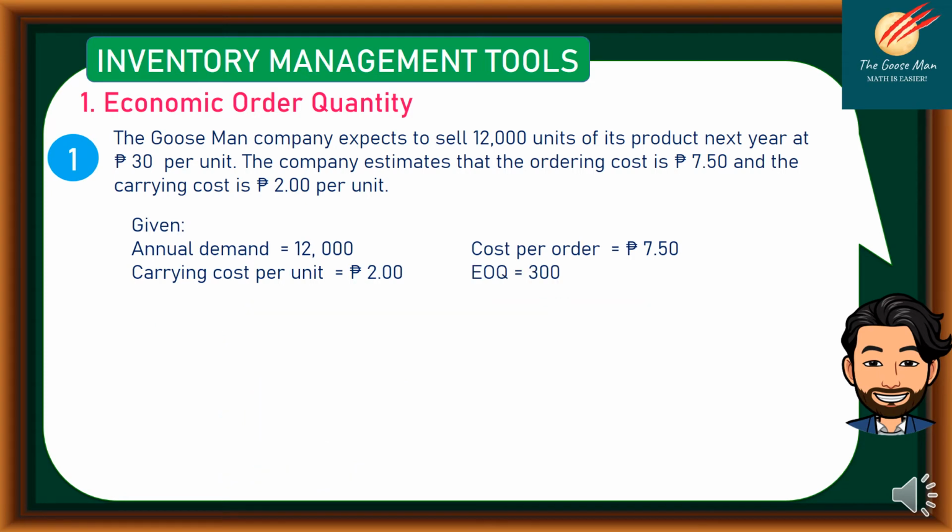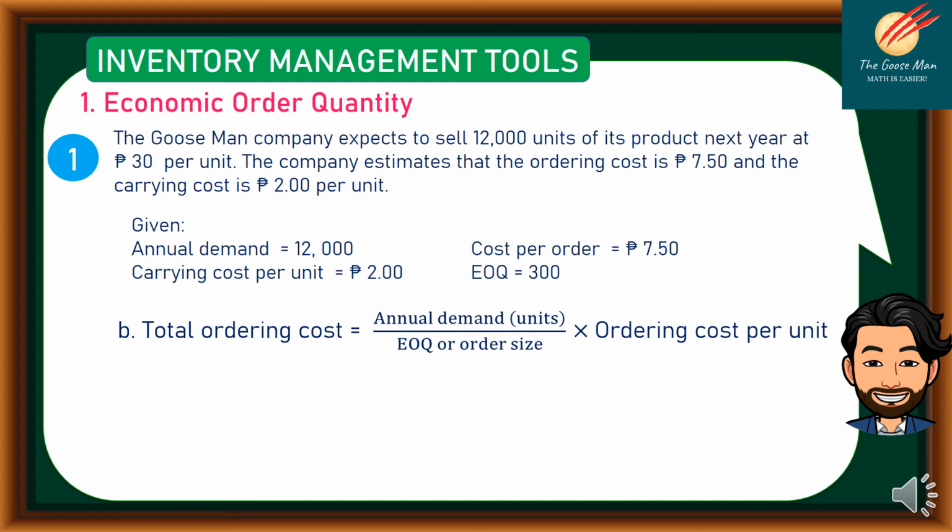The next thing that we will look into is our total ordering cost, that is annual demand in units divided by EOQ or order size times ordering cost per unit. Now that we know our EOQ is equal to 300, we can simply substitute this. So we have 12,000 divided by 300 times 750. Therefore, your total ordering cost is equal to 300 pesos.